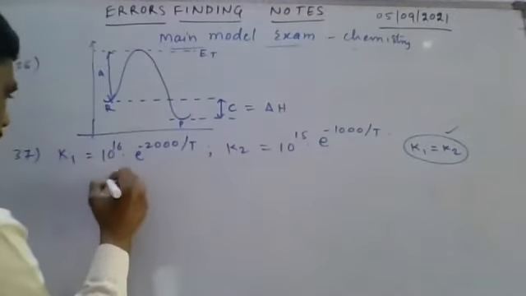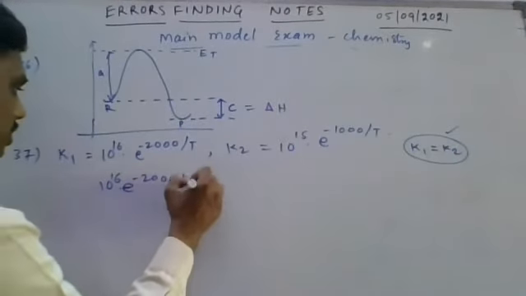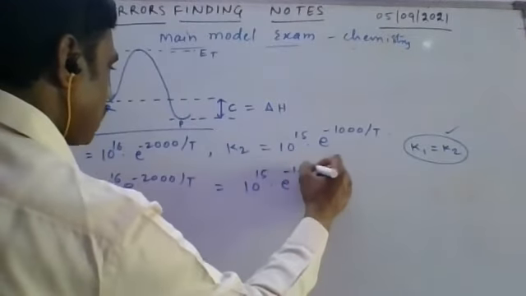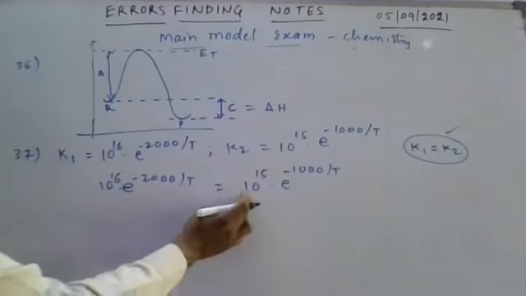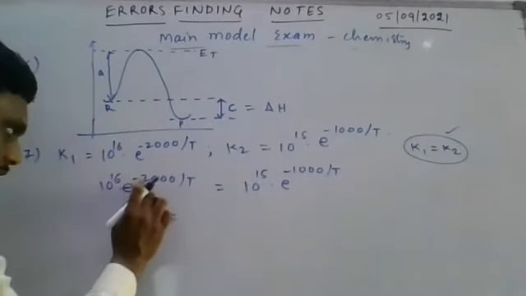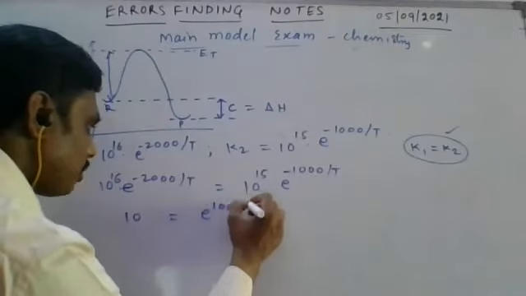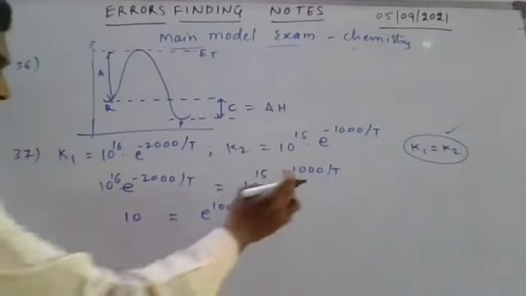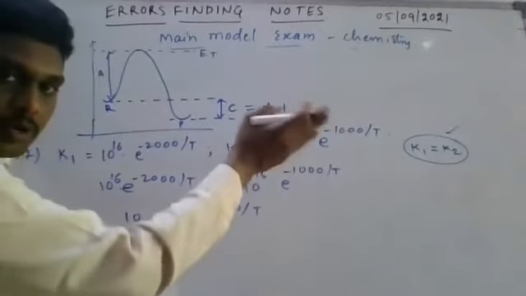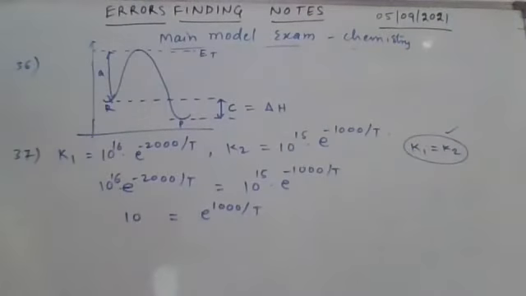Equate both: 10 to the power 16 into e to the power minus 2000 by t is equal to 10 to the power 15 into e to the power minus 1000 by t. From the powers of 10, you get 10 is equal to the exponential form brought to the RHS, e to the power minus 1000 by t divided by e to the power minus 2000 by t. If it comes to the numerator, plus 2000 minus 1000, you get 1000.